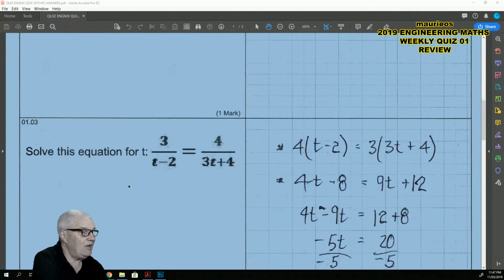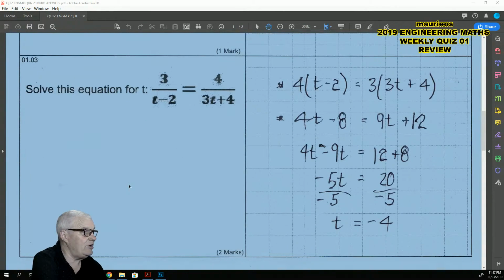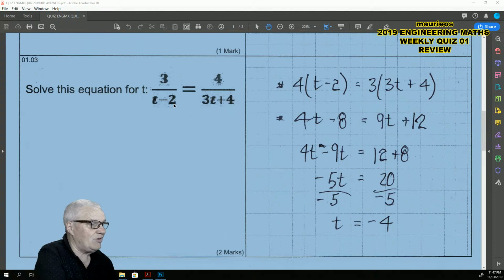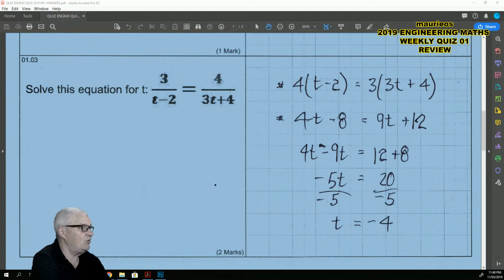Okay, now solve this equation, number 3. Well, looking at this one here, this is one that's quite a classic. Where you've got something over something equals something over something, that's a typical situation where we can use what we call cross multiplication. When you've got something over there, you can treat them all as being in brackets. So it's as if t minus 2 is in brackets and 3t plus 4 is in brackets. The 3 and the 4 you don't need to worry about.